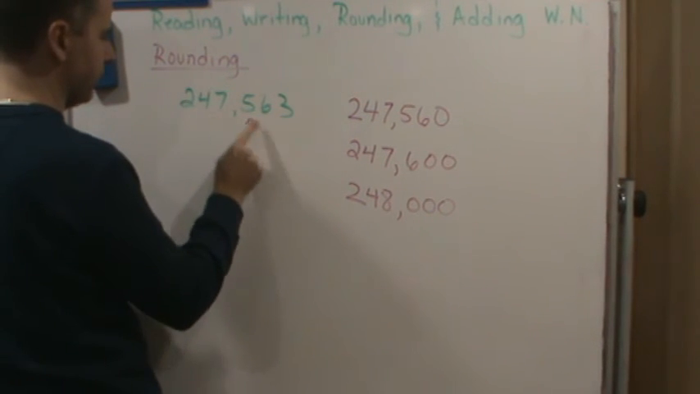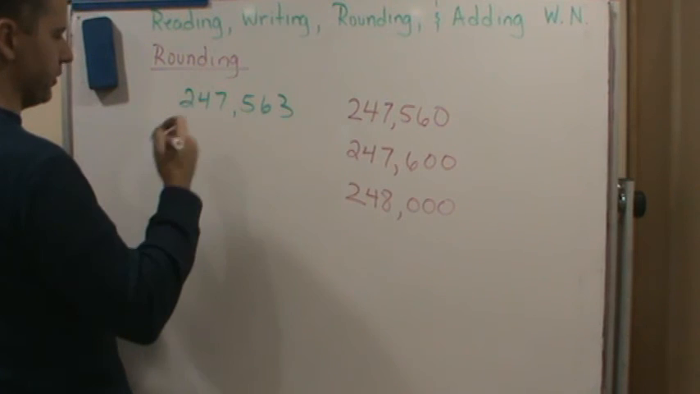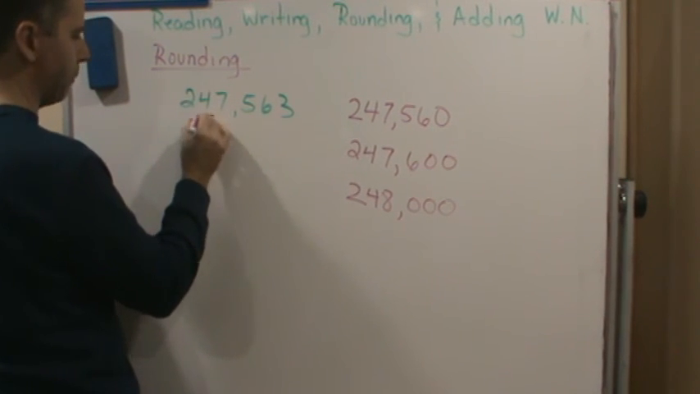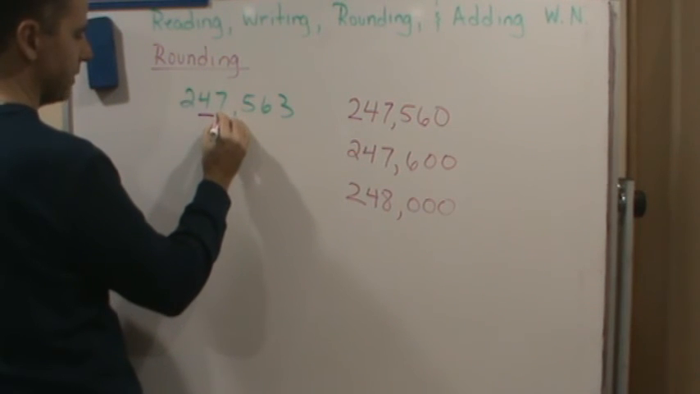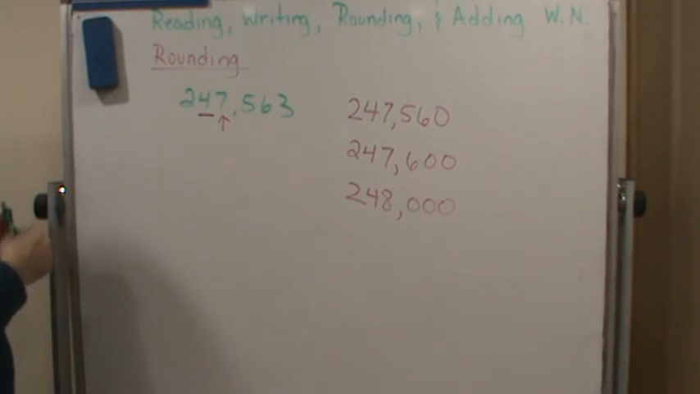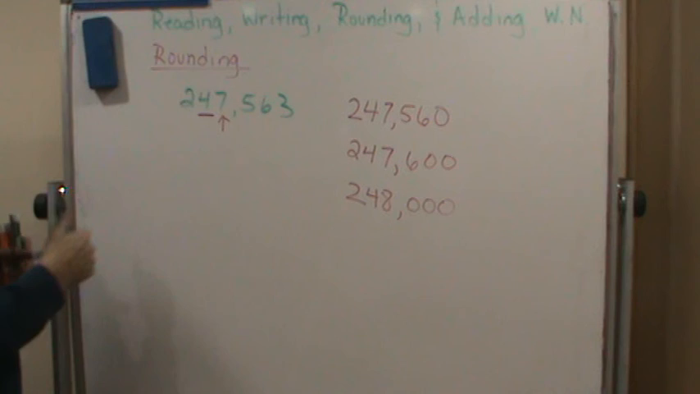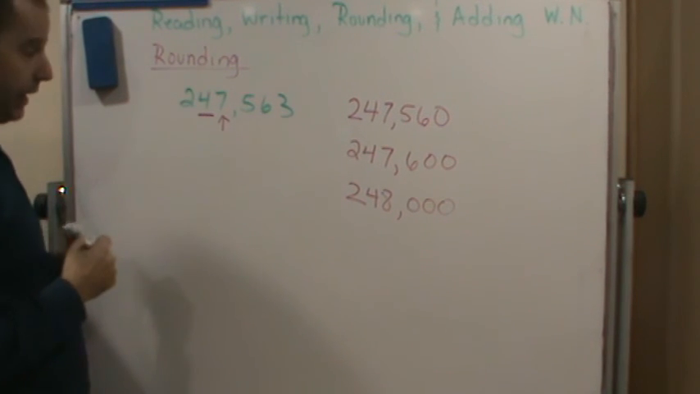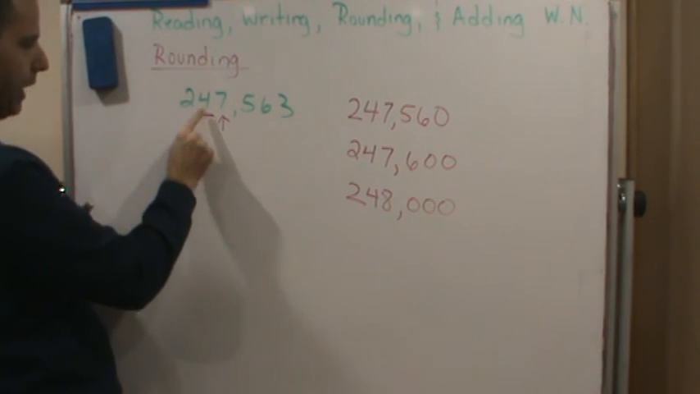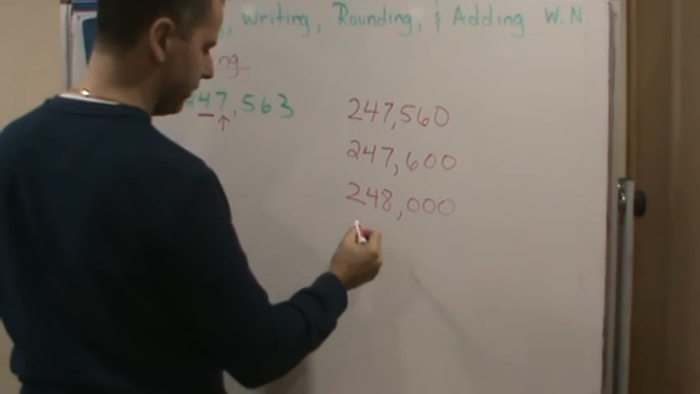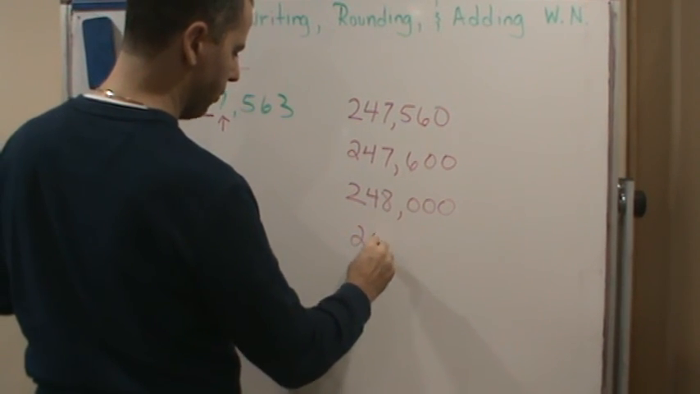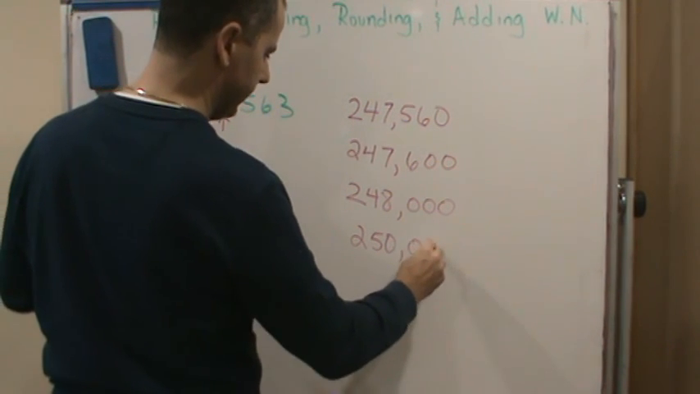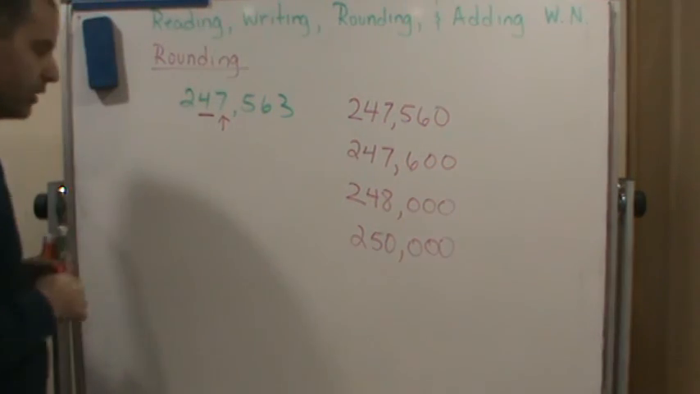Okay? And again, we can keep going. If I want to round to the nearest 10,000, I'm going to look at the digit to the immediate right, which in this case is 7. Again, 7 is 5 or higher, which means the 4 is going to be rounded up to 5, and everything to the right becomes 0. So this would be rounded to 250,000. And that's how you round.